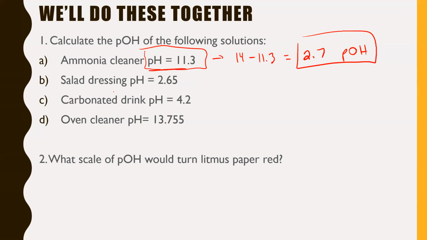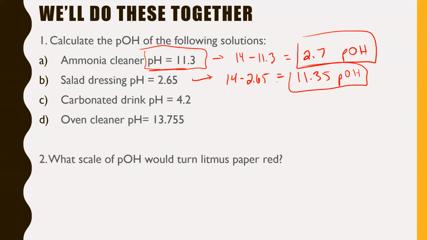If we had salad dressing, on the other hand, it has a pH of 2.65. I remember us talking about this and being like, would it really? Like, that sounds like a really low pH. Like, that's some really acidic salad dressing. But anyway, if that's the pH of that, we find the pOH just by going 14 minus 2.65, which I believe would be 11.35, I think, as your pOH.